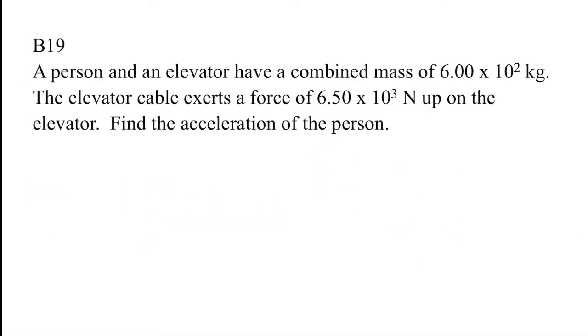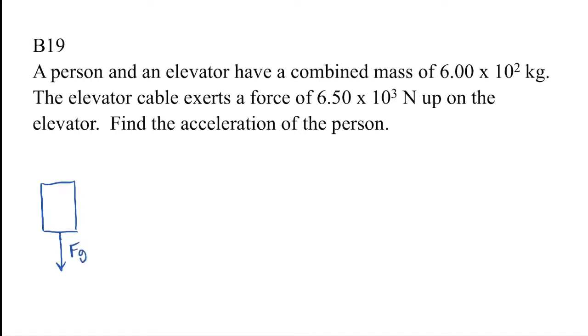Okay, so let's do another example. Here we have a person and an elevator with a combined mass of 6 times 10 to the 2 kilograms. It's combined. The elevator cable exerts a force of 6 times 10 to the 3. What this is telling me is that we care about the elevator and the cable, so we're not looking at a person in an elevator anymore. We're looking at the whole elevator. We're going outwards and looking at that bigger thing, which is really important. So when I draw this free body diagram, this box represents an elevator, whereas the one before it represented a person.